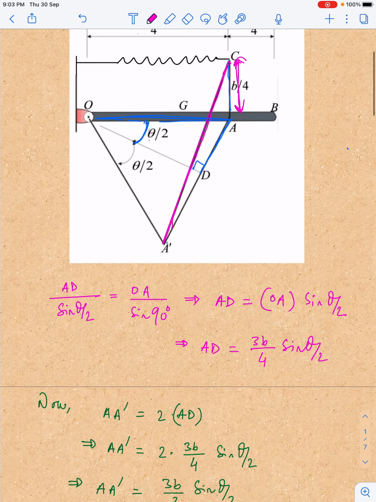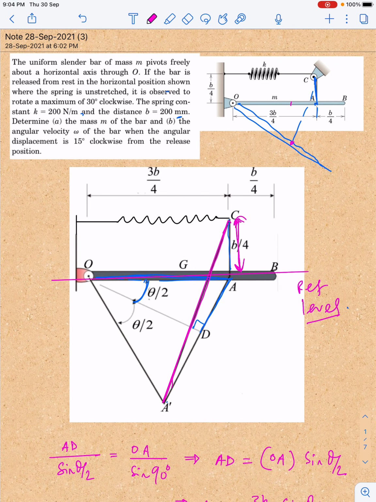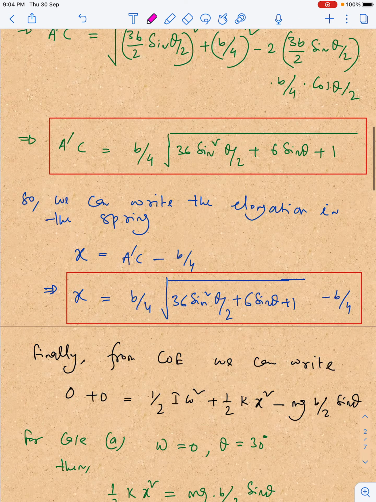Why have I taken the minus? Because if I take this level as the reference level, this point is down. The cylinder bar is coming down. So that's why I am taking the minus sign.